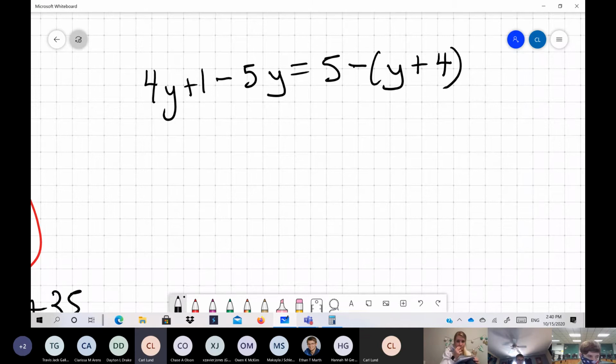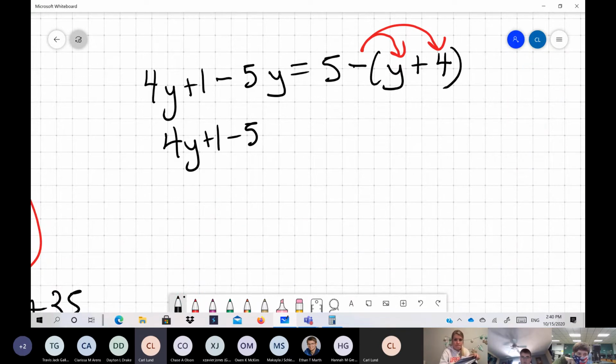So here, the first thing I want to do is get rid of grouping symbols. So I'm going to distribute this negative sign, or in other words, distribute -1 here and here. So 4y plus 1 minus 5y equals 5 minus y minus 4. Now I can simplify. 4y minus 5y is -y.